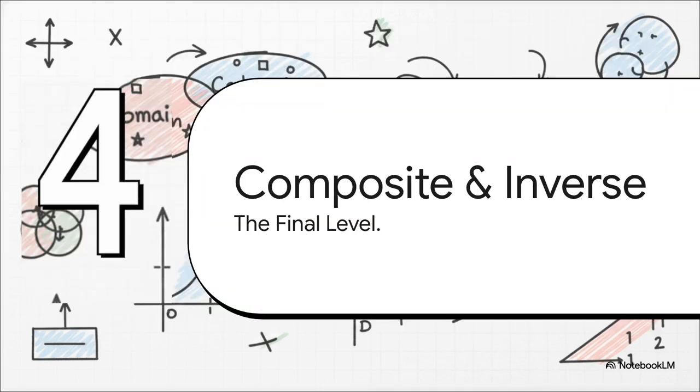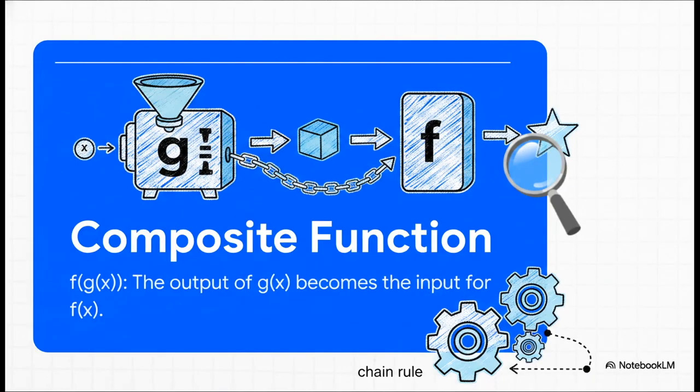Which brings us to Section 4, composite and inverse functions, the final level of the ladder. Composite functions, denoted as f of g of x, act like a literal mathematical assembly line. You drop your raw material, x, into the first machine, g. It processes it and spits out an output. But that output doesn't just stop there. It's directly passed as the immediate input into the second machine, f. It's a total chain reaction. And trust me, mastering this chaining concept is absolutely vital for the chain rule and differentiation later on.